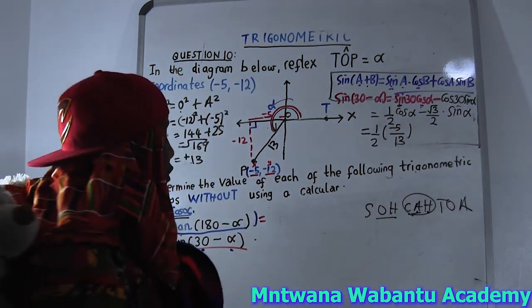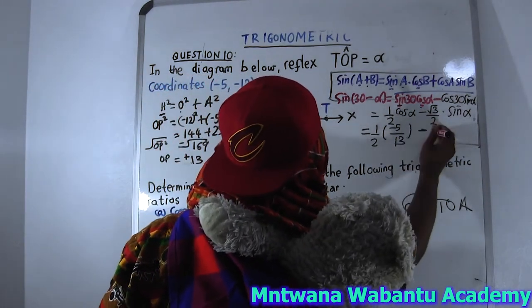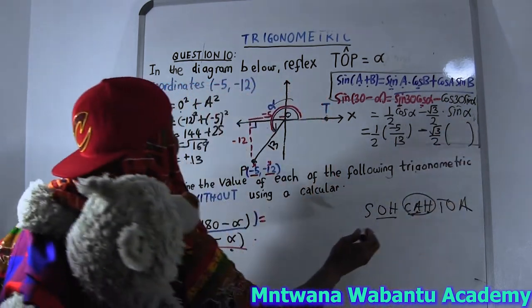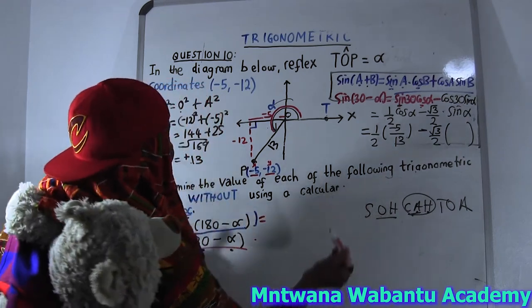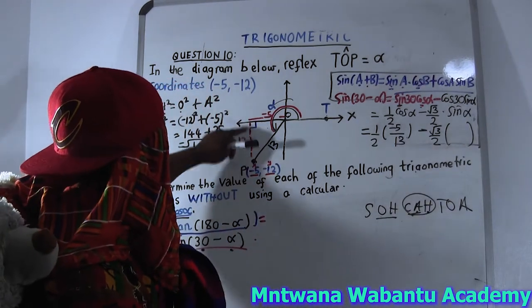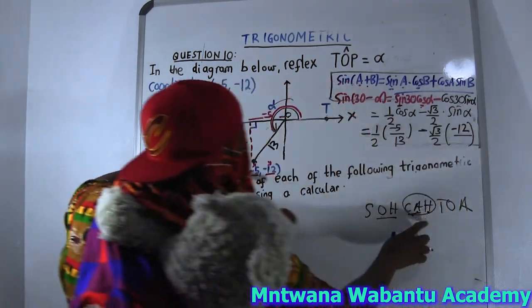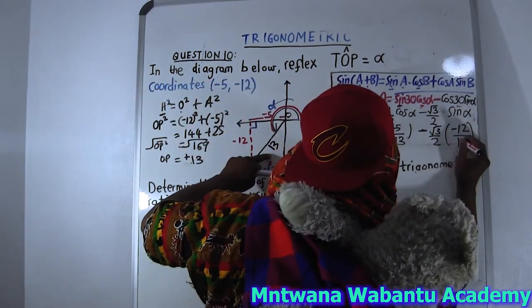13, okay? Now we go for the next one. So this is going to be minus, minus, and then we have the square root of 3 over 2, and then sine of alpha. What is sine? Sine is opposite over hypotenuse. What is opposite? Look, this is a triangle. Opposite over hypotenuse. Hypotenuse is called 13.